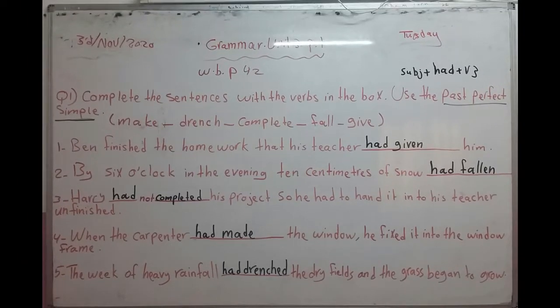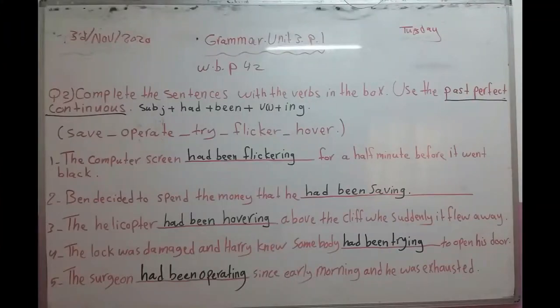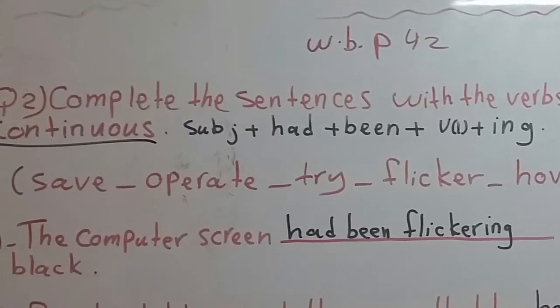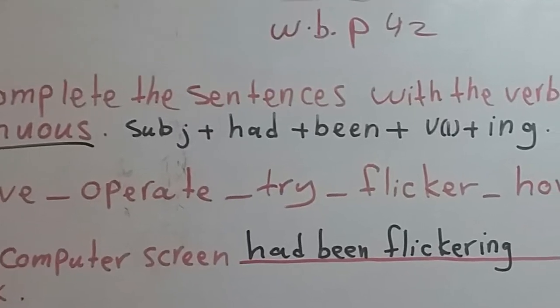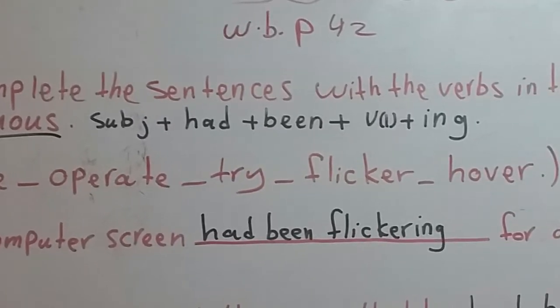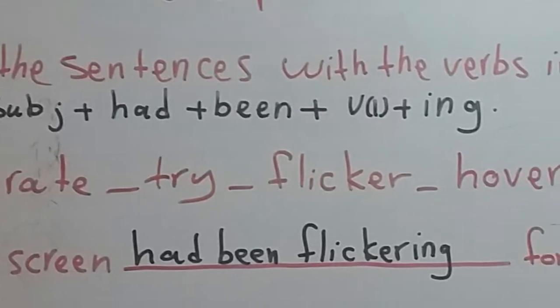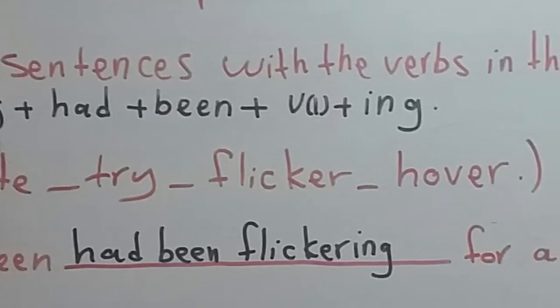Okay. Let's go to question number 2, page 42. Complete the sentences with the verbs in the box. Use the past perfect continuous. Now they ask us to use the past perfect continuous. يعني صيغة ال past perfect continuous لازم أكون حافظاها. What is the structure of past perfect continuous? The subject plus had plus been plus verb on ing. It's like the structure of present perfect continuous. زي صيغة ال present perfect continuous but in the past time. في زمن الماضي. هيا subject had been ثابتة. It's a static verb. Then verb on ing.